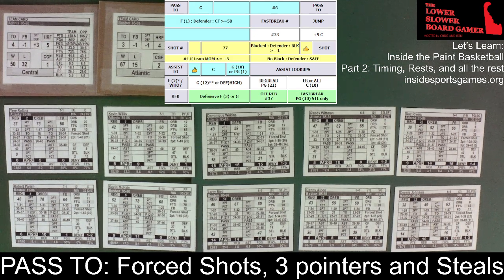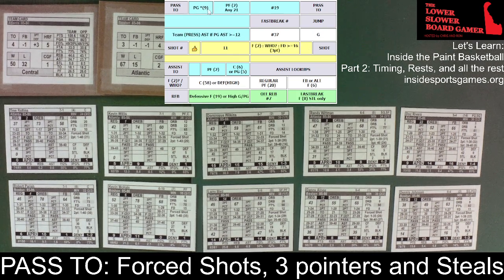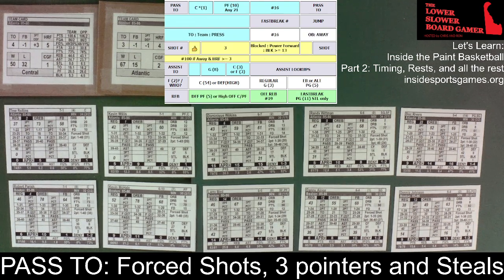Forced shots. What happens with a forced shot? Well, let's flip, and I'm going to find another one here so I can give you an example. Robert Parrish. Keep going, I'm going to find one. So we'll just go with this one.